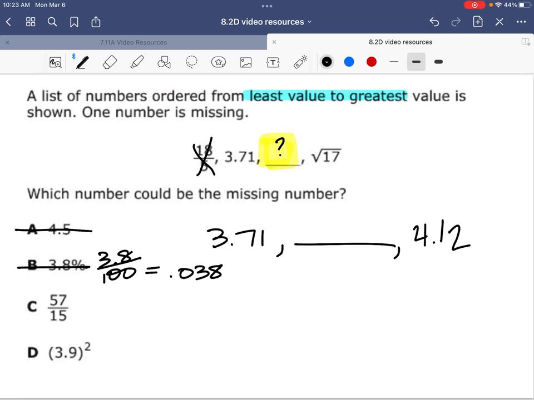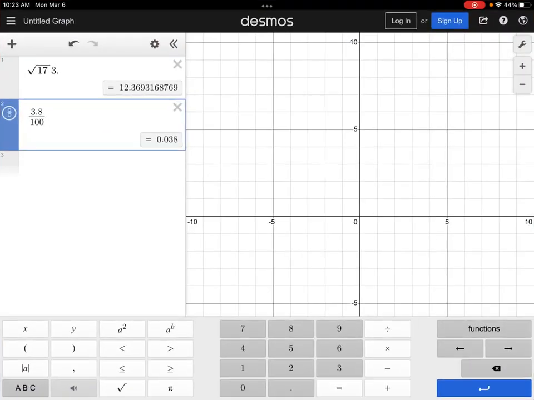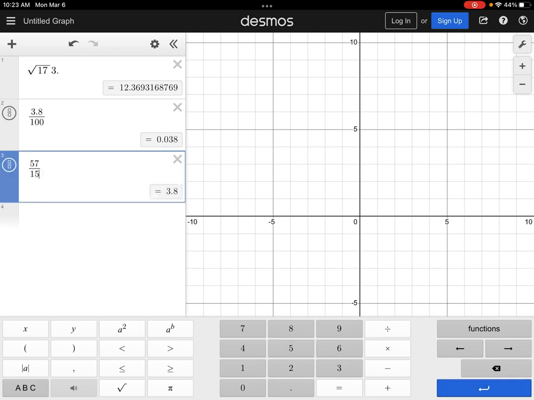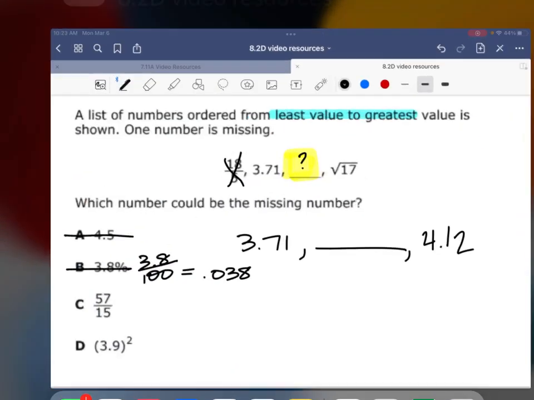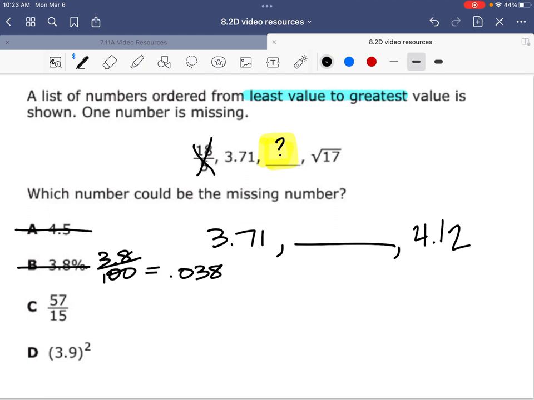Next, we have 57 over 15, which I can approximate in Desmos. We find 57 divided by 15, and we get 3.8. And that seems like a good answer choice, so we're going to go back and look and say, okay, well, that was equal to 3.8, which does fit in between 3.71 and 4.12. So I'm thinking this might be our answer.